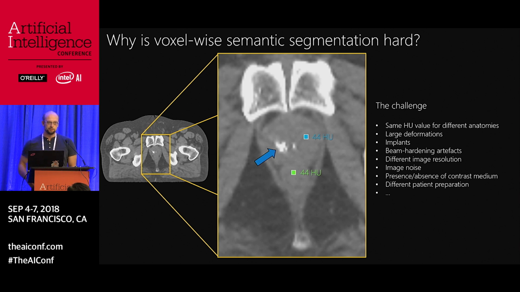And in this slice, we have some artifacts which might be present in some patients, might be absent in others, right? And then there are artifacts coming from different scanners and all kinds of things like that. So this sounds like a perfect problem for machine learning.